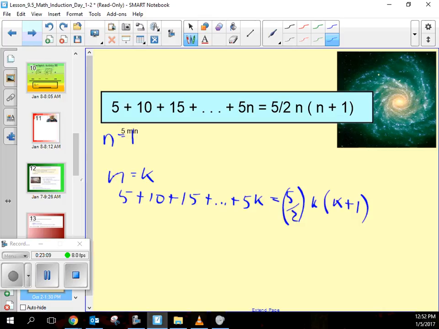If it works for k, then it also has to be able to work for the next one after k, which is k plus 1. So n equals k plus 1 is our third step and the toughest one. If you and a friend are doing these problems together, it'd be a great way to say, I'll do 2/3 of it. I'll do steps 1 and 2. You just do step 3.